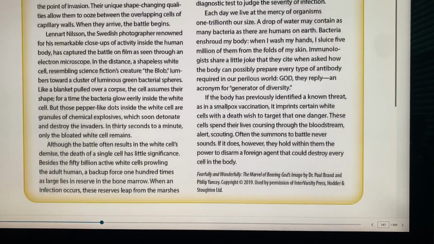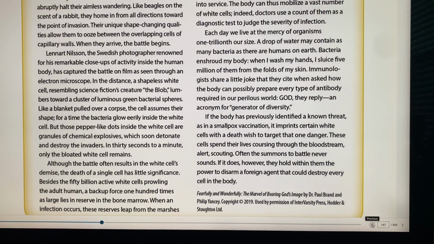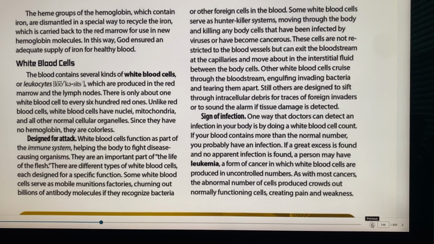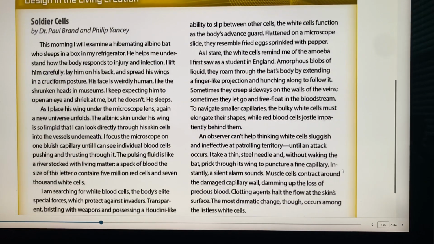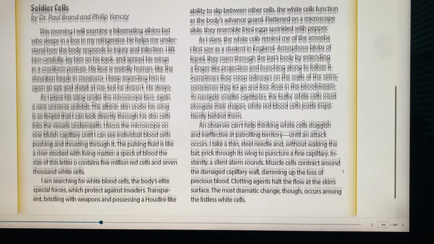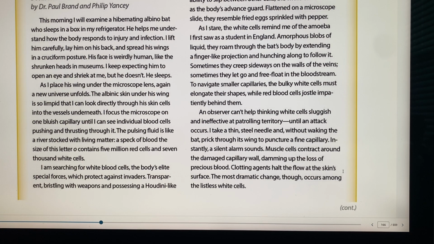And that is, oh, there are no pictures on it. I thought maybe there were some pictures, I forgot there were no pictures. But if you read this article down here, the soldier cells, it talks about the cells in our body, these white cells. And it's kind of a weird thing because they're examining a bat's blood, actually, because it's kind of gross. But he relates these white blood cells that come in.